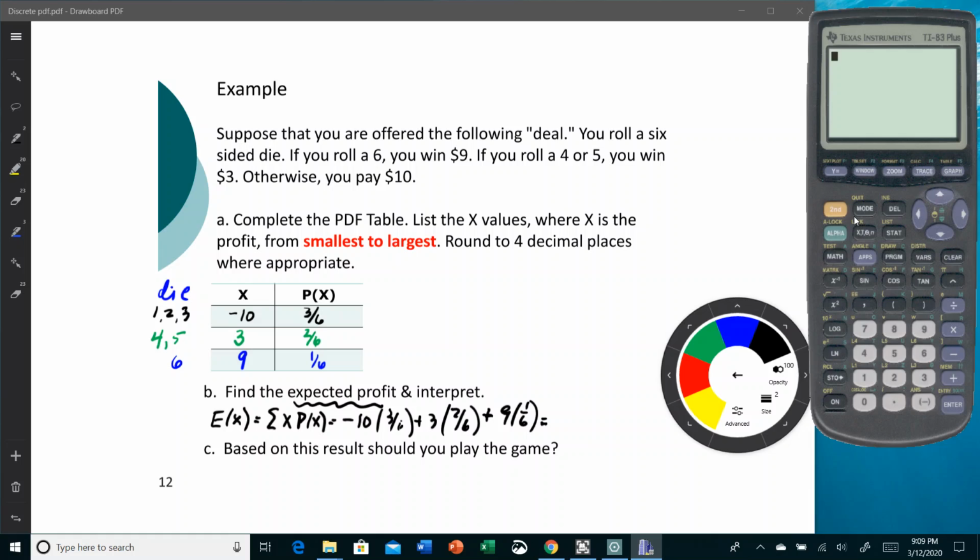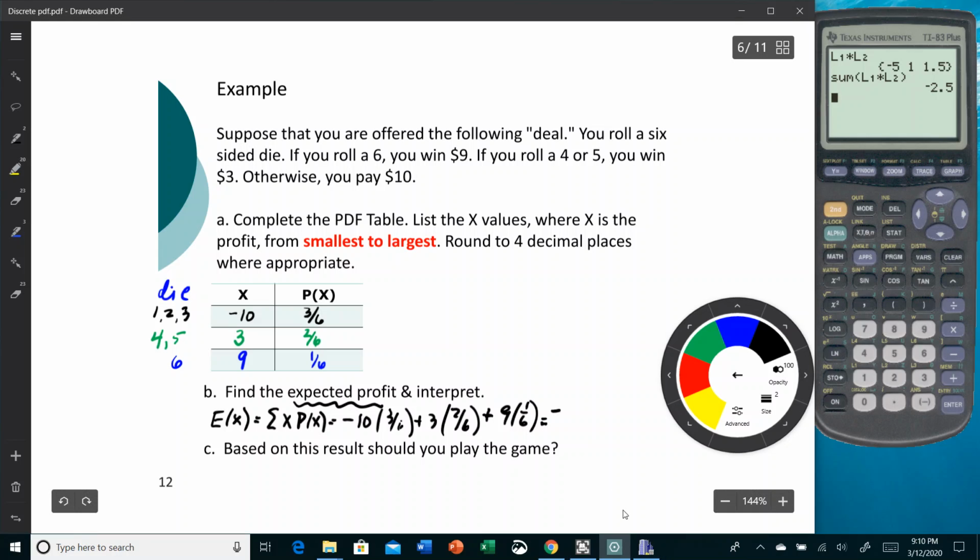And then, if we quit out of here back to the home screen, what we want to do is multiply list 1 times list 2. That gives you the product of X times P of X. But that's not really enough. What we want to do here is add these up. So, if we go to second Stat to List and go over to Math, what we want to do is sum. So we want to sum list 1 times list 2 and add those up, and we get negative 2.5. So the expected value here is negative 2.5.